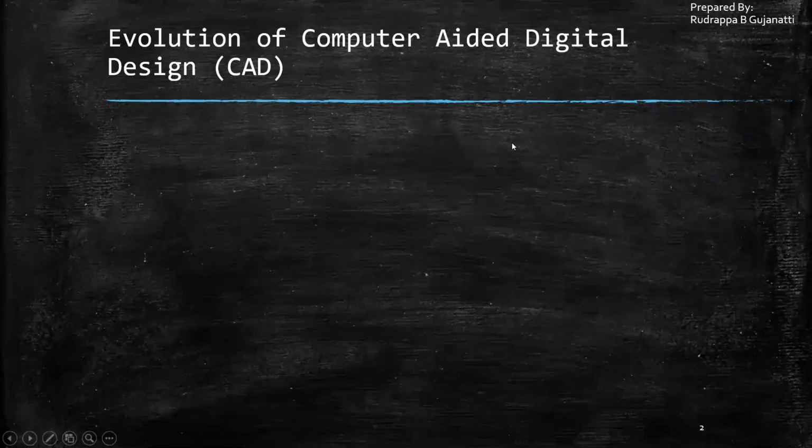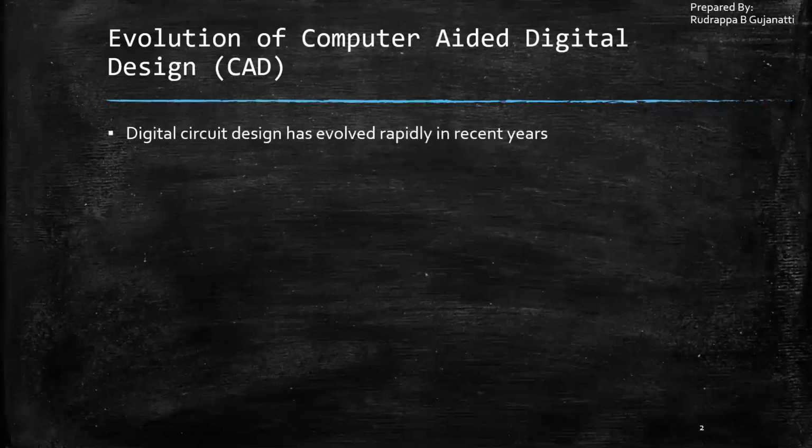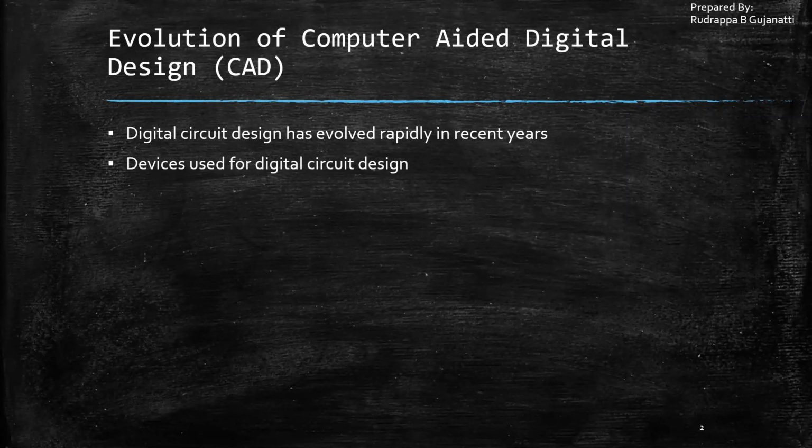In this, we can see that digital circuit design has changed rapidly in recent years, in which we have come from small scale integration to medium scale, large scale, and very large scale integration. Now the devices used for digital circuit designs have also evolved in such cases.